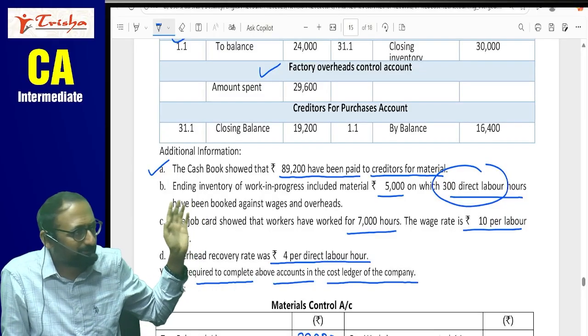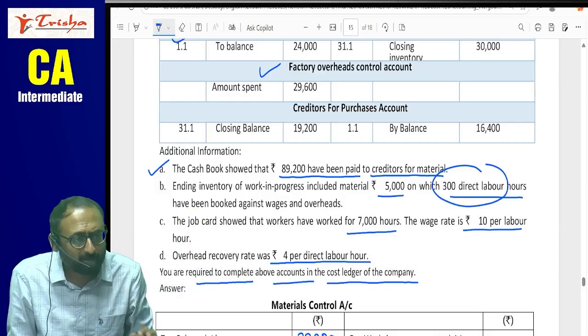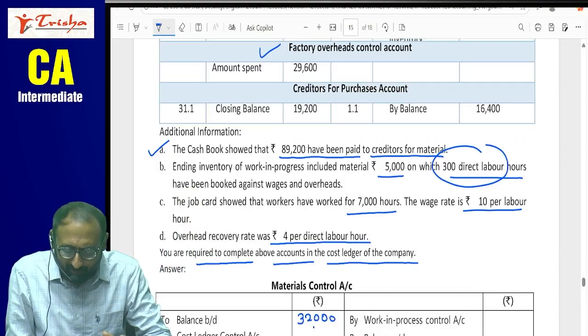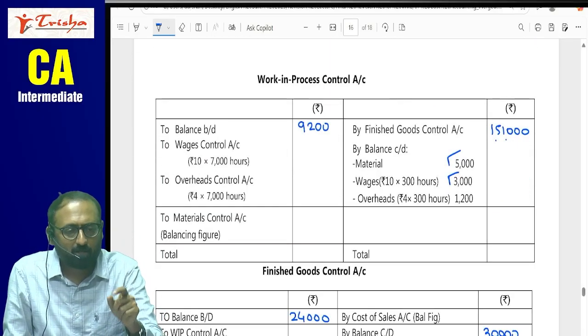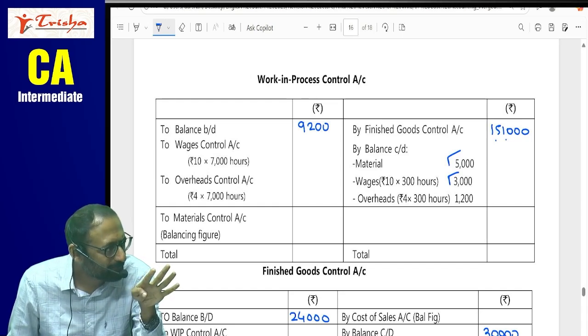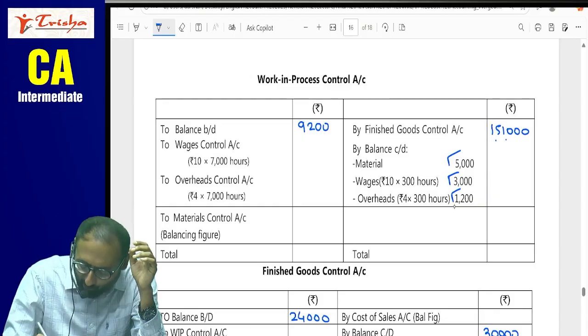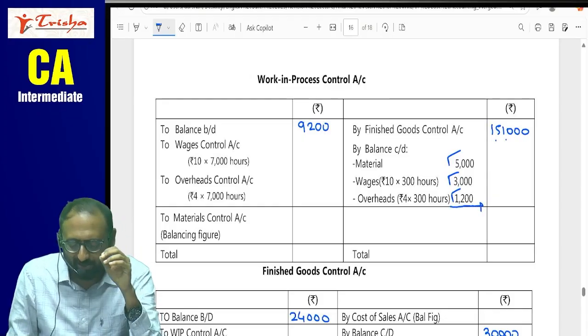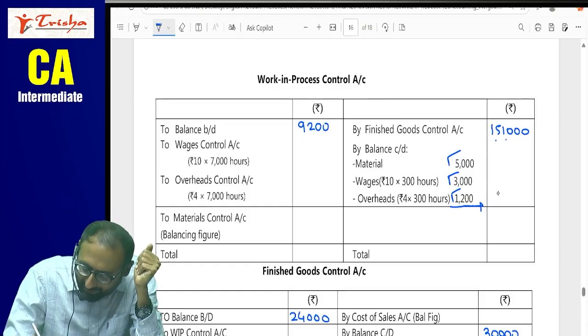C adjustment: you'll have to read the C adjustment. In the C adjustment they have given that workers are paid 10 rupees per hour. So 300 into 10. Sarji, is 3,000 your direct wages? What is the factory overhead absorption rate? I think 4 rupees per hour absorption rate. 300 hours into 4, 1,200. So please take the total and tell me how much is your closing stock of WIP. 5,000 plus 3,000 plus 1,200. Is it 9,200?